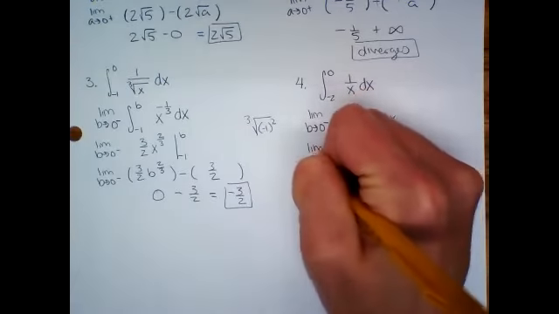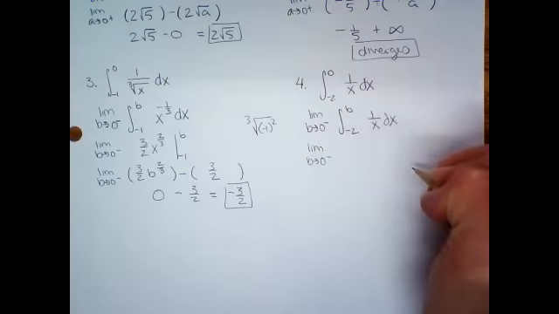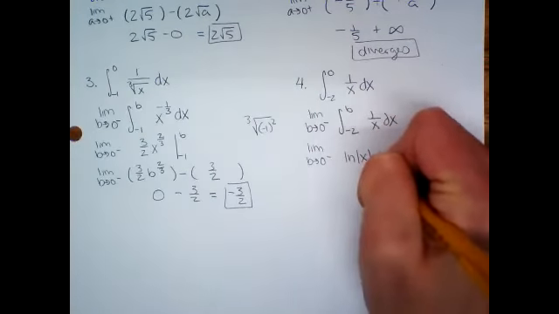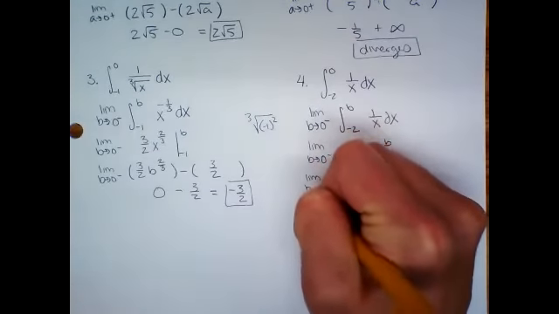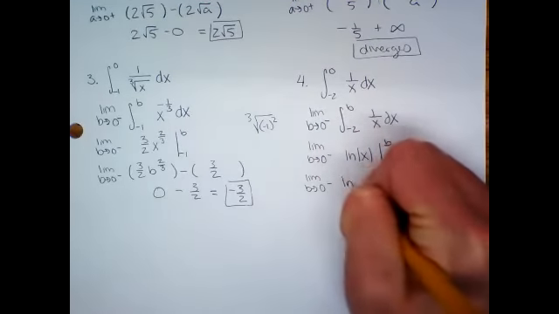So rewrite the limit. Antiderivative will be ln such that -2 to b. And then don't skip this step. We're going to do upper boundary minus lower boundary.